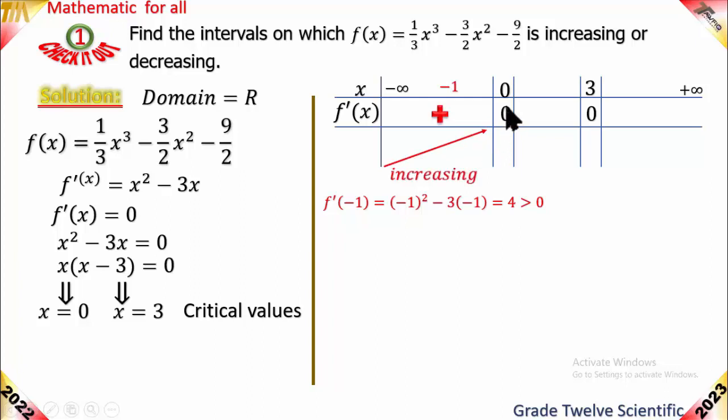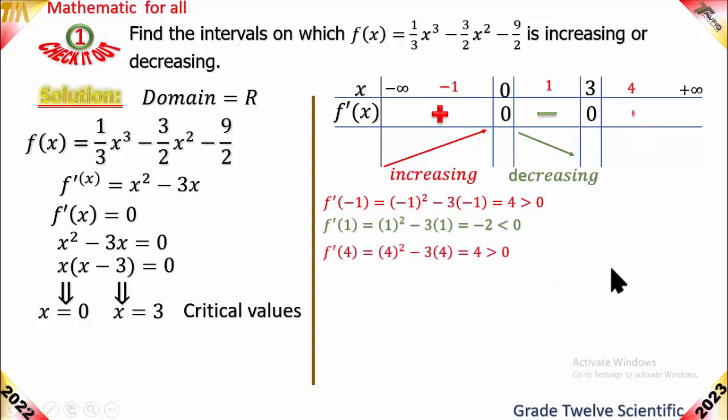Take a number between 0 and 3 and replace it. You can say 1 times 1 minus 3. 1 minus 3 is minus 2. Minus 2 times 1 is minus 2. That means it is minus 2, less than 0, it is decreasing. And here you have increasing.